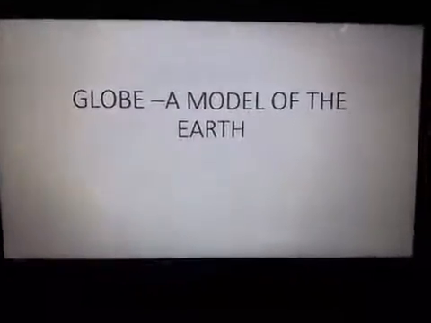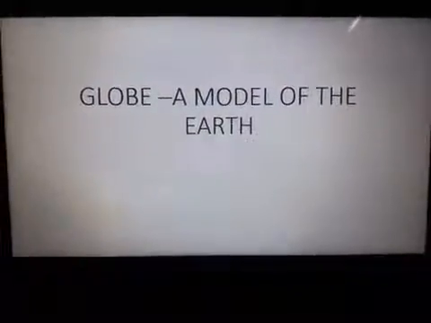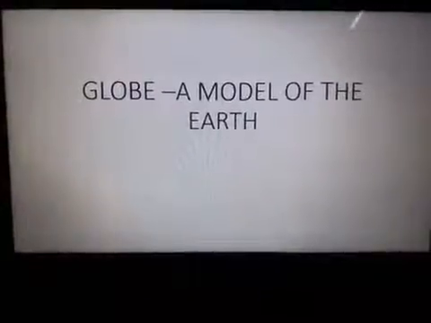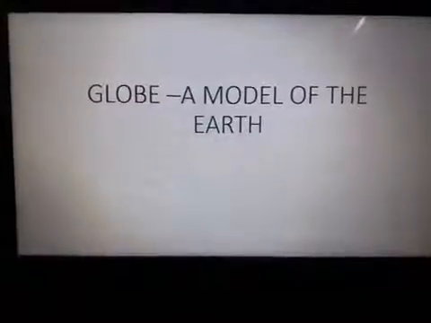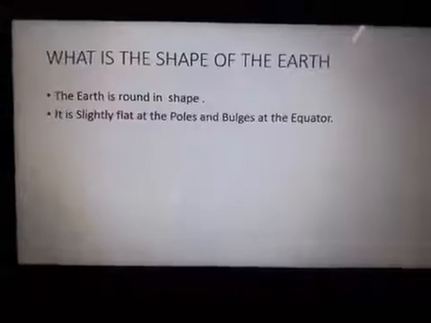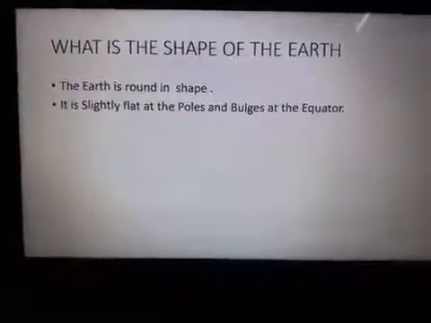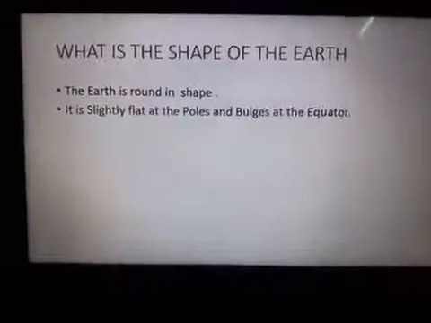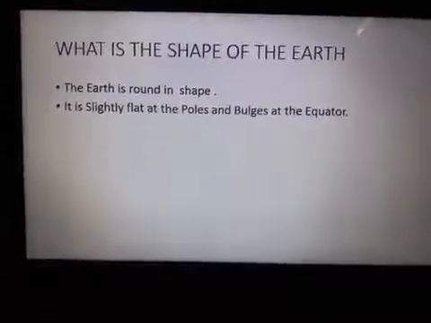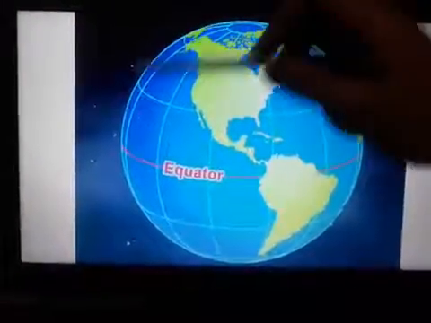So the topic for today is the globe, a model of the earth. The globe is like a model of the earth. It depicts the structure of the planet earth. What is the shape of the earth? The first point: the earth is round in shape. You can see the earth. It is round in shape, in the form of a circle.